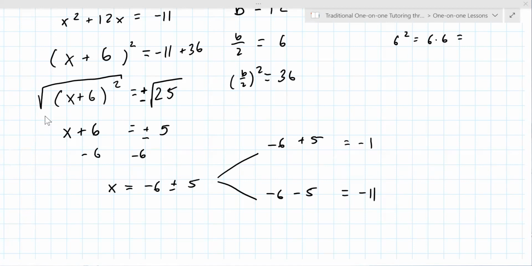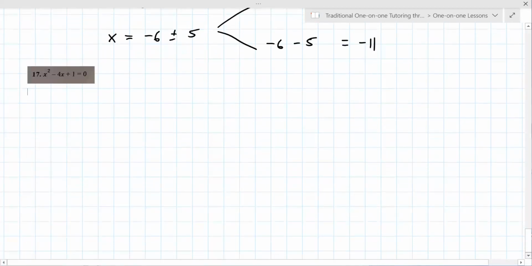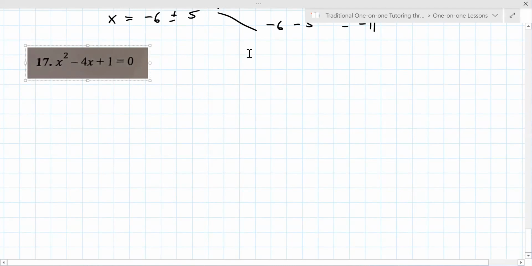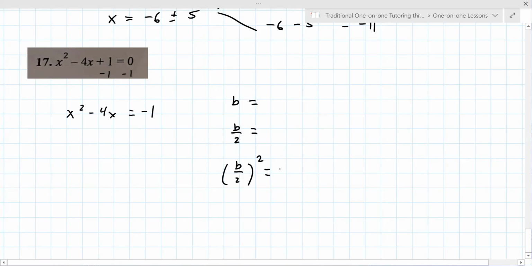All right, so 17, it's just like the others. The first thing is to move this 1 to the other side of the equation. So it's x squared minus 4x equals negative 1. And then I want 3 things. I want b, b divided by 2, and then b divided by 2 squared. Give me those 3 numbers whenever you have them.